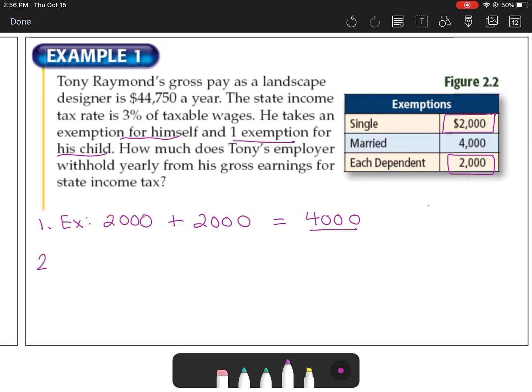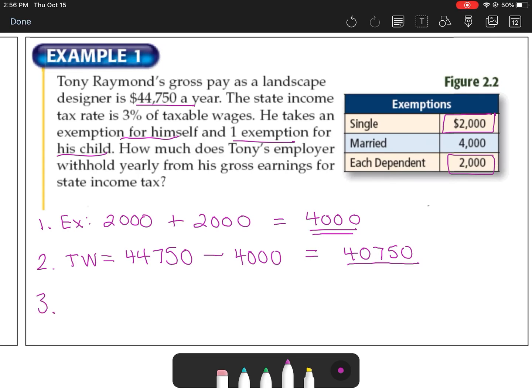Step 2, now that I've found my exemptions, I'm going to find my taxable wage. Your taxable wage is equal to your gross pay minus your exemption. So my gross pay is $44,750, and then I subtract what I got for my exemptions, which was $4,000. So his taxable wage is $40,750. And that lets me find step 3.